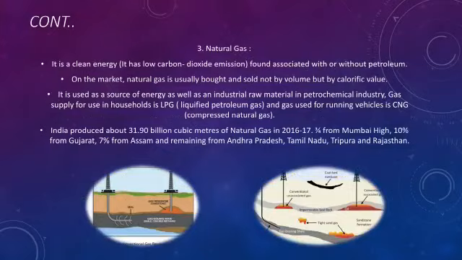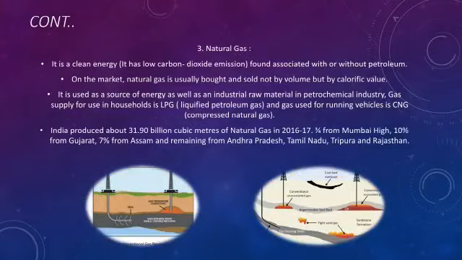On the market, natural gas is usually bought and sold not by volume but by calorific value. It is used as a source of energy as well as an industrial raw material in the petrochemical industry. Gas supplied for use in households is LPG, liquefied petroleum gas, and gas used for running vehicles is CNG, compressed natural gas.